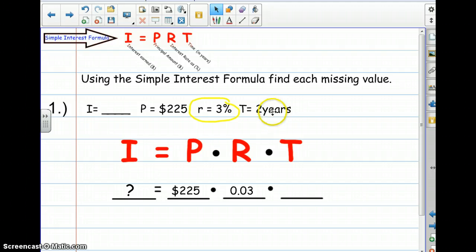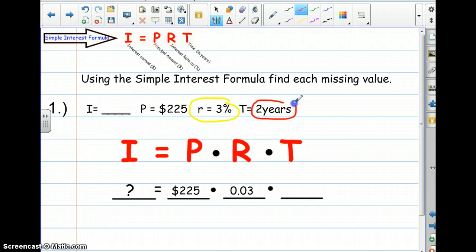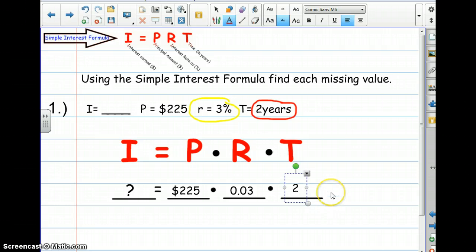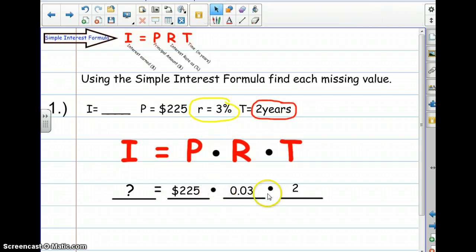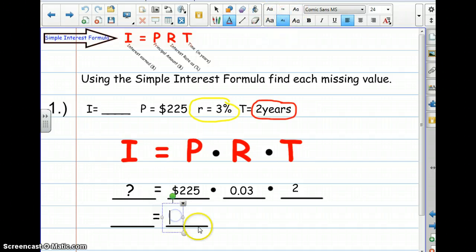Okay, and the last thing I need is the time. In this case, it says time is 2 years, and it's actually already in years. So the only thing I have to do is go back and fill that into my formula. So I put a 2 there. Now, the dot on all of these simply just means to multiply. So you're going to work this with me. Go ahead and multiply 225 times 0.03 and then times 2. Okay, when you're done multiplying that, you should have gotten 13.0, or I'm sorry, 13.5.